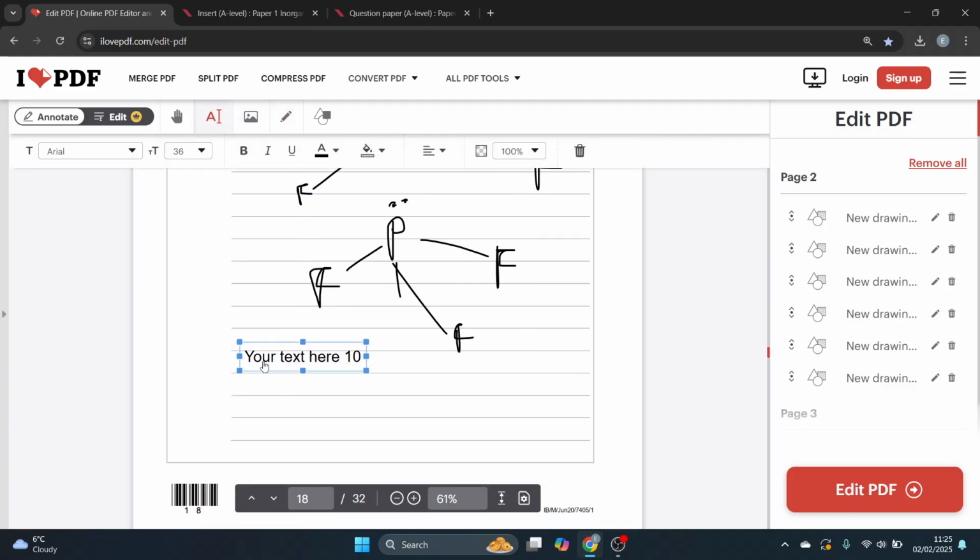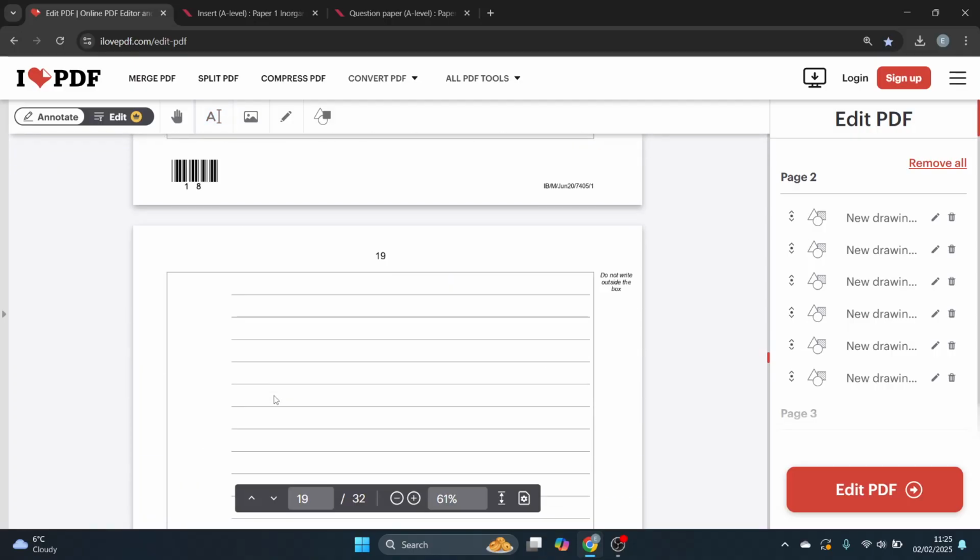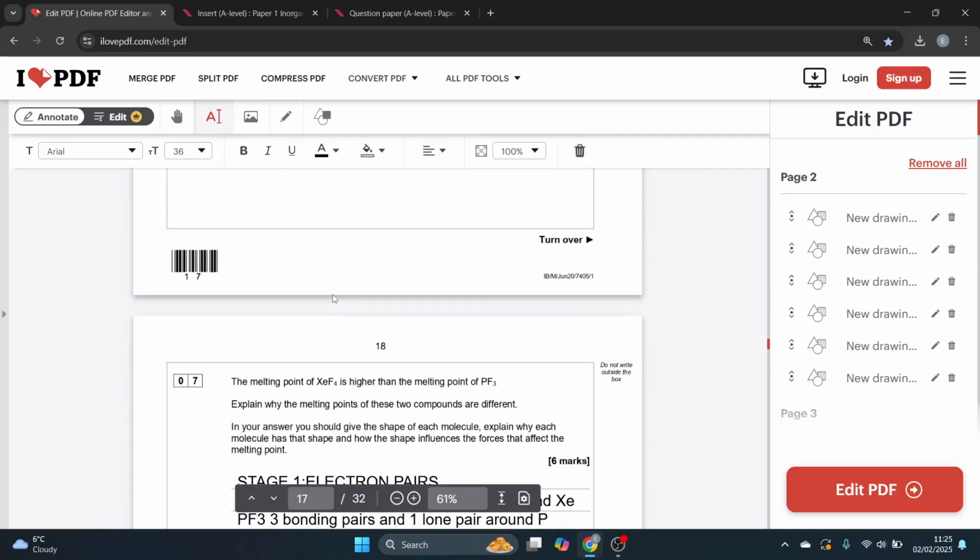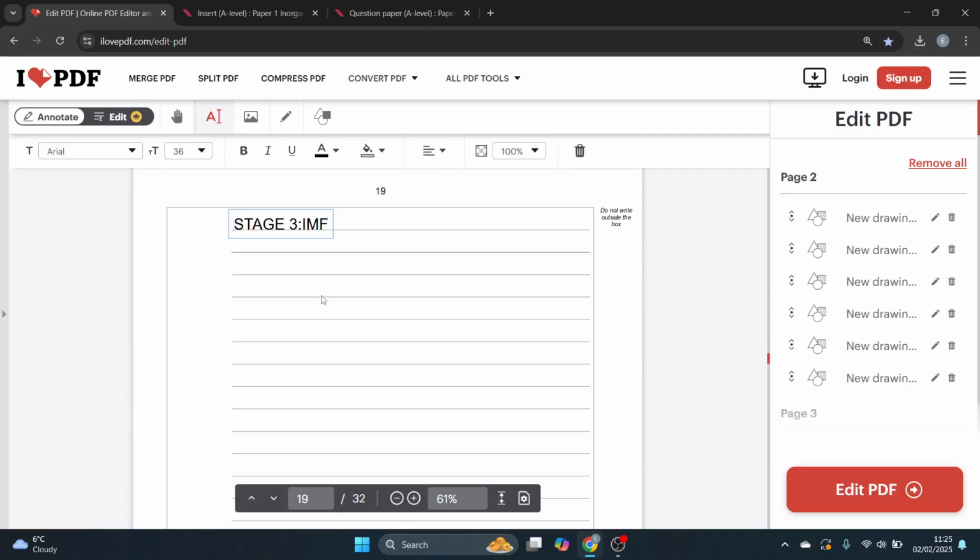Now the explanation, well, I know electron pairs repel as far as possible. Or I could say, which is probably more common to say, lone pairs repel more than bonding pairs. And then stage 3, well, what is stage 3 about? It's about the intermolecular forces, because in the question it says why the melting points are different. So I'm going to have to talk about the intermolecular forces.